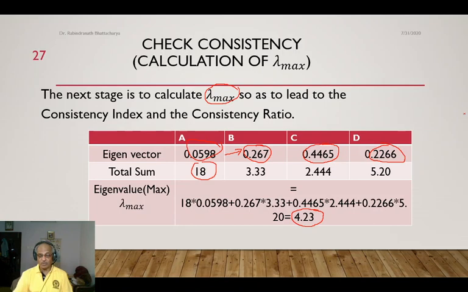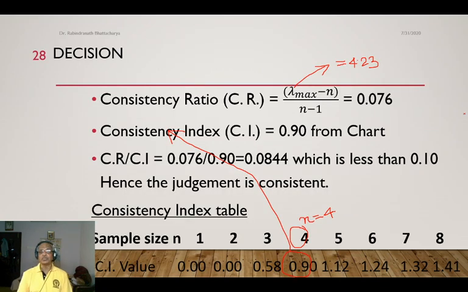So what is the utility of the eigenvalue? The eigenvalue is used for calculating the consistency ratio. Now the consistency index is nothing but lambda max, which we have found as 4.23, minus 4, divided by 4 minus 1. It comes to 0.076.